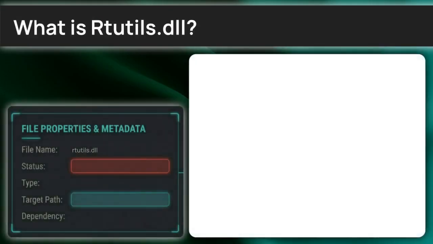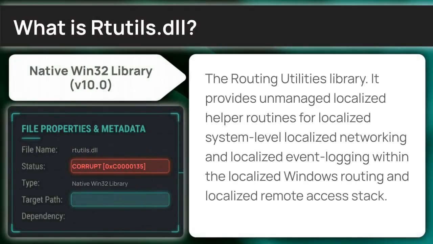This is the Rtutils library, the routing utilities library. It provides unmanaged localized helper routines for localized system-level, localized networking, and localized event logging within the localized Windows routing and localized remote access stack. Now that you know how the file works, let's focus on the how and fix the issue.